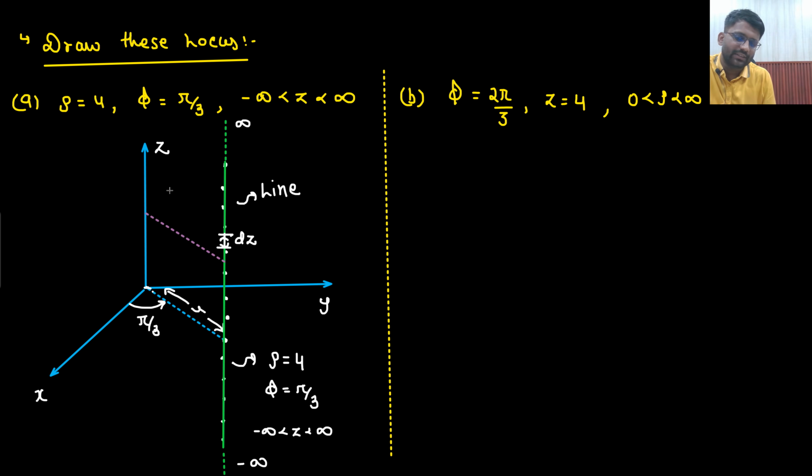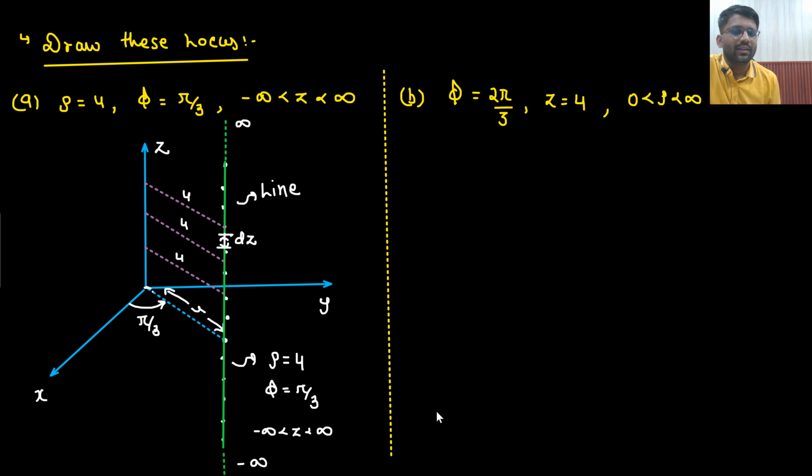From the z axis, what is the distance till this point? That will be 4 only. Always the distance is 4. And how much angle is it making with the positive x axis? These lines are making angle pi by 3 only. So this distance always remains 4, and the angle always remains pi by 3. So this is the equation of a line, and a small portion on this line is dz.